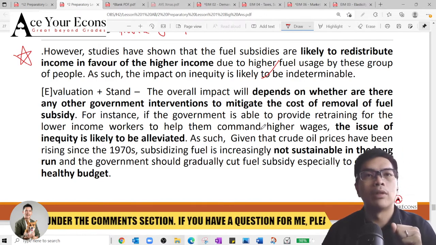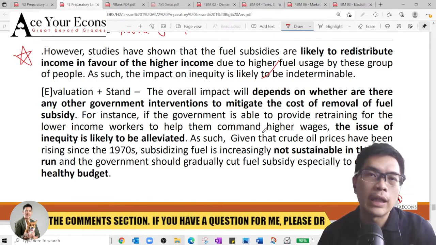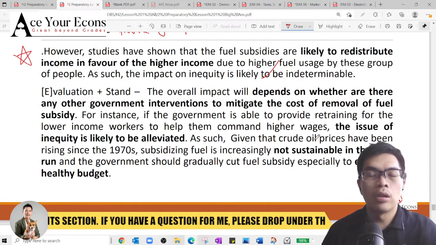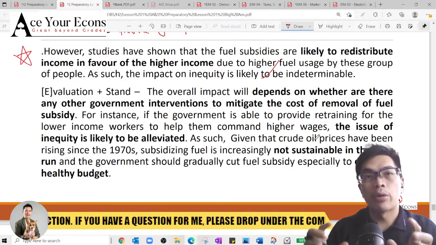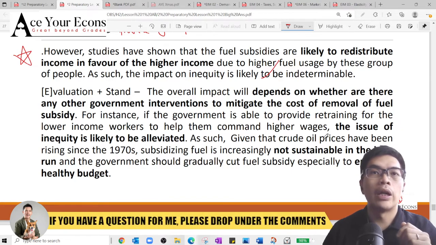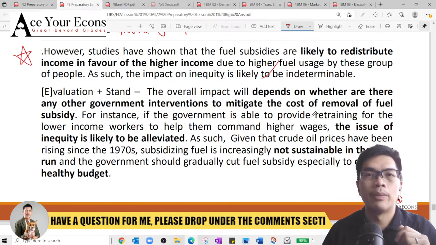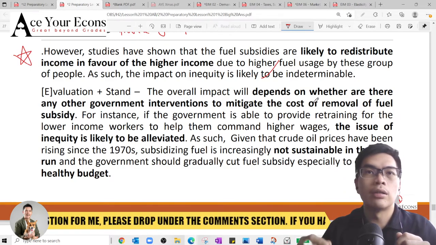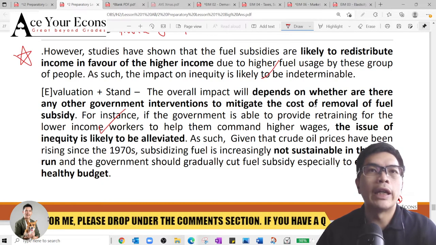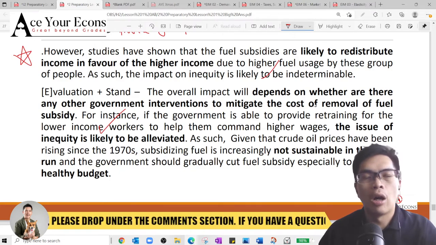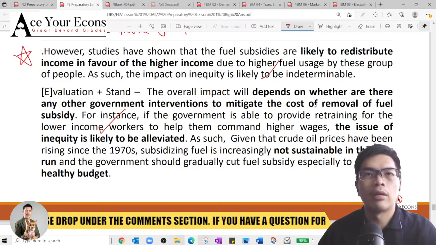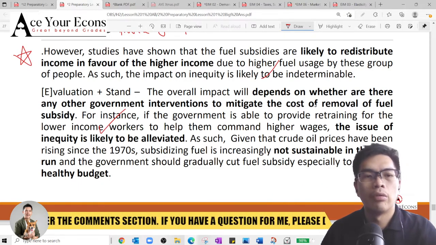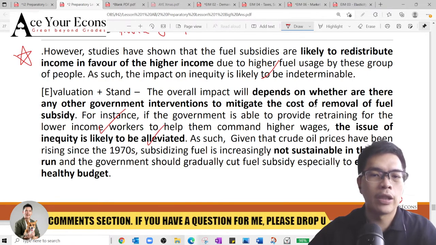This is one very good way to wrap up or synthesize. Is the ability of the government to mitigate the problem created. So what happens when you remove fuel subsidy? It will create inequity, right? It will cause lower income earners to be priced out of the market, right? So if the government is able to address this issue, for instance, by providing lower income earners a job, helping them with retraining so that they can command higher wages, do you think that they will still have the affordability issue? Unlikely. So inequity will be alleviated.